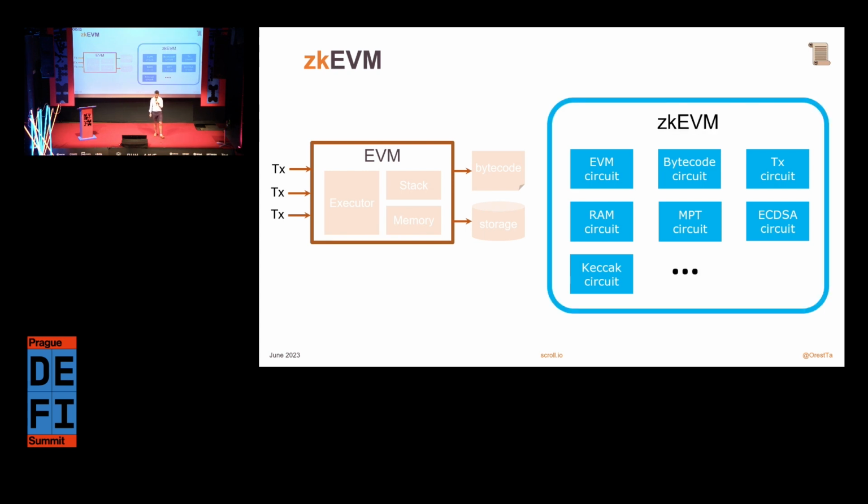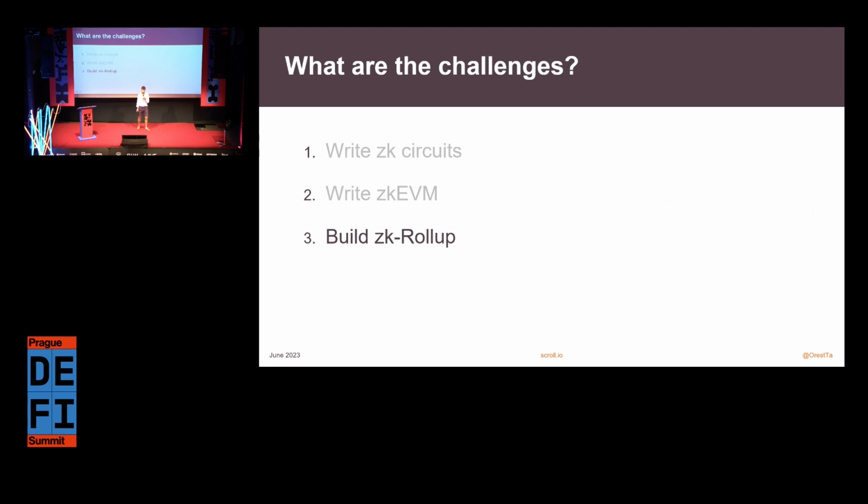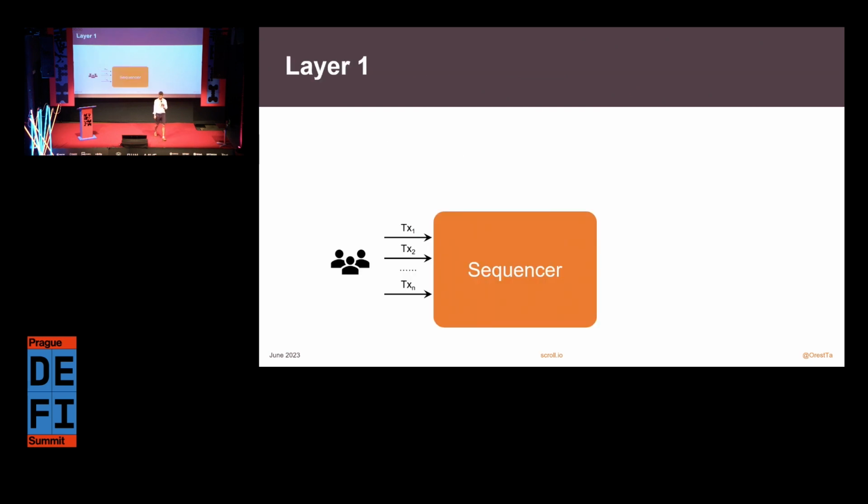And so all of these form the zkEVM, which is way more complex a beast, and which is many, many orders of magnitude slower to execute than the EVM itself. And last, we have the challenge of building the ZK rollup. That means, okay, what do we actually mean when we say sequencer?